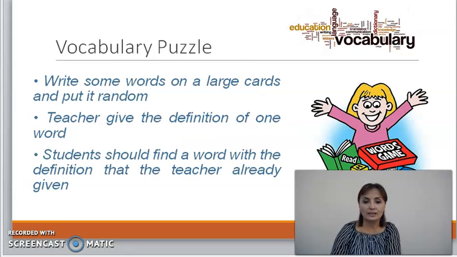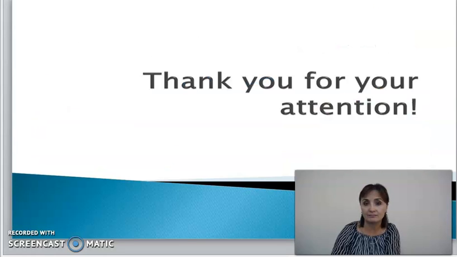So the next one is vocabulary puzzle. Write some words on a large card and put them randomly. The teacher gives the definition of one word. Students should find the word with the definition that the teacher has given.